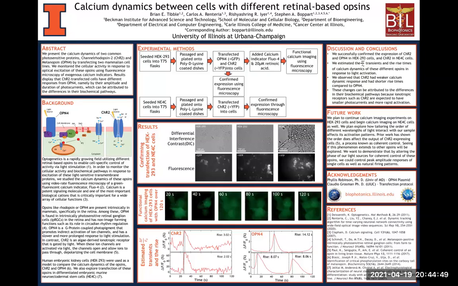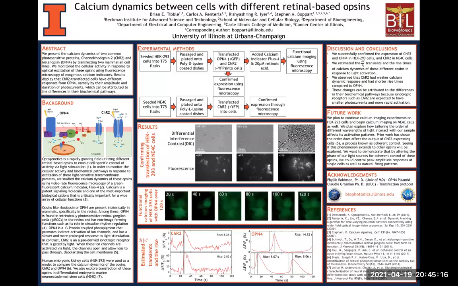Optogenetics is a rapidly growing field utilizing different retinal-based opsins to enable cell-specific control of activity via light stimulation. In order to monitor the cellular activity and biochemical pathways in response to excitation of these light-sensitive transmembrane proteins, we studied the calcium dynamics of these opsins using video rate fluorescence microscopy of a green fluorescent calcium indicator, Fluo-4. Calcium is a potent signaling molecule and one of the most important biological signals, critically important for a wide array of cellular functions.